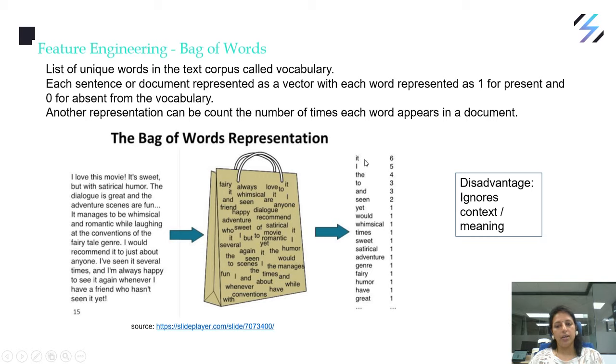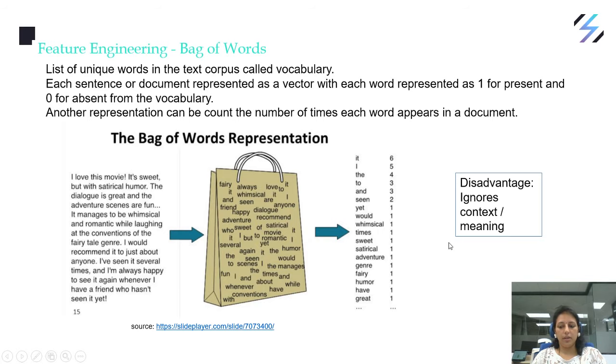And there could be several representations. Here what is given is a frequency. The Bag of Words can also just say whether a particular word is present in a document or not, a 1 or a 0. In this context, since we have the frequency, the biggest disadvantage of Bag of Words is that it ignores the context or the meaning. This is why the other algorithms came up, like word embedding, GloVe, etc.